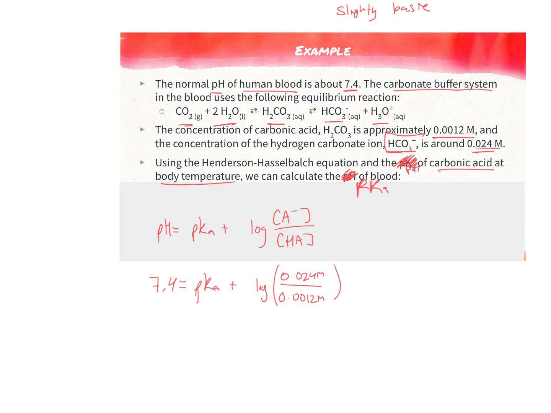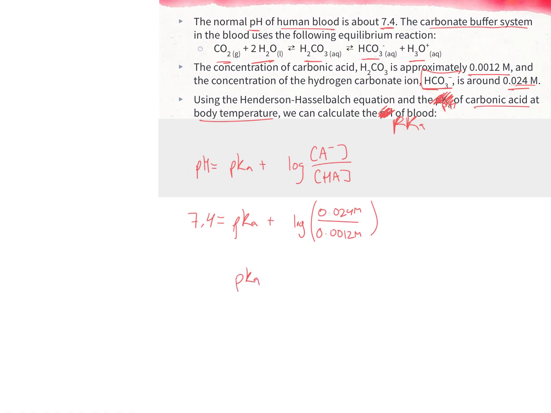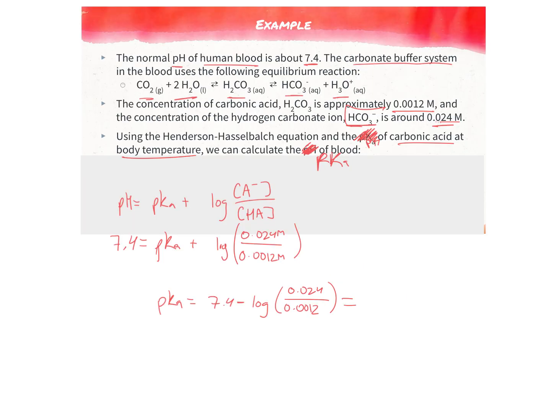And so all we do at this point is rearrange and solve for pKa. So pKa is equal to 7.4 minus log of 0.024 divided by 0.0012. And we find pKa is equal to about 6.1. So using this method, you can find pH or pKa given concentrations.